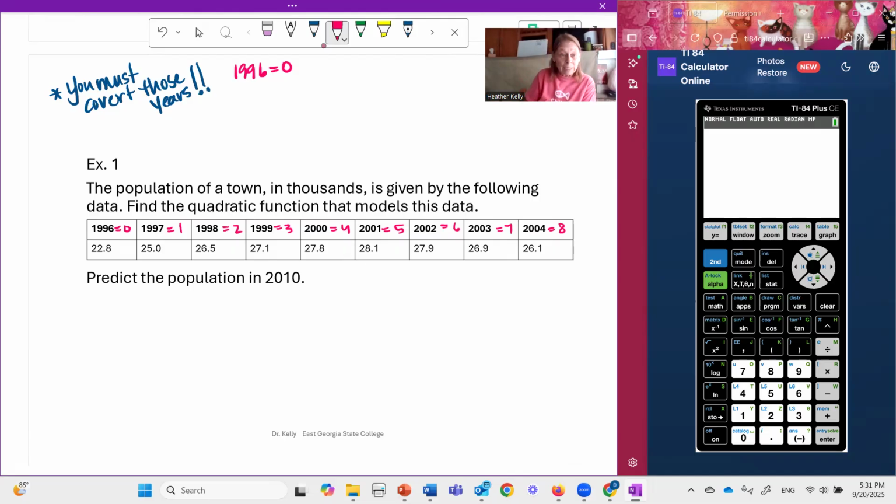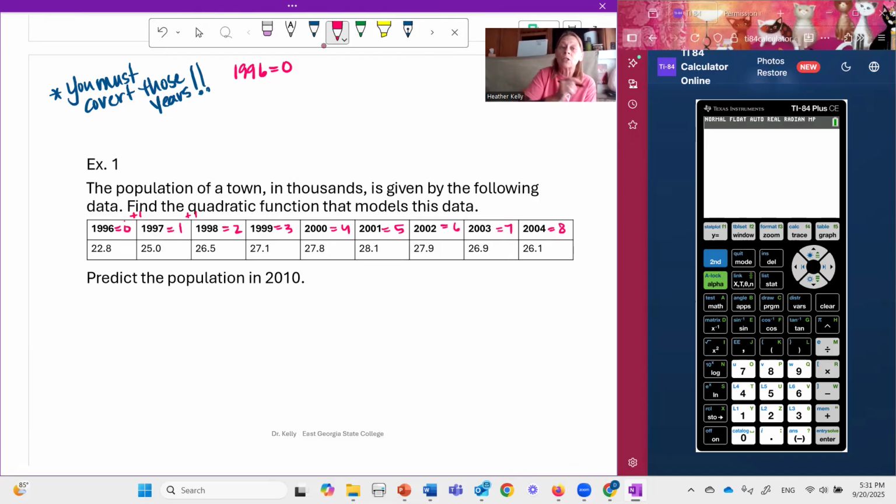Notice here that the difference between 96 and 97 is 1 year. 97 and 98 is 1 year. So this happens to be going up like that, but do not assume that that's going to be the case. All right. Now, I want to show you what the scatter plot will look like here. You wouldn't really have to draw a scatter plot here because I told you already in the directions.